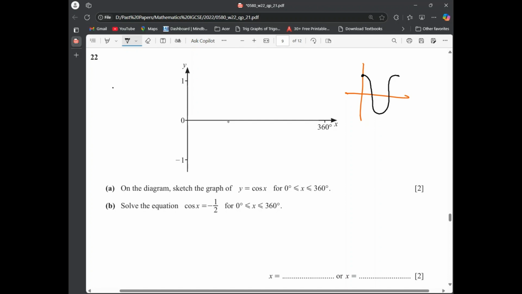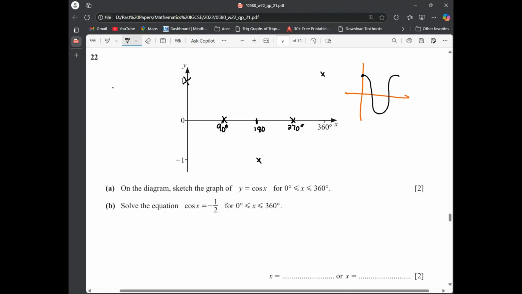So I'm just going to show my roots. Halfway there, that's 180. So divide the graph into 4 parts, or 4 quadrants. That's going to be 90. That's 270 degrees. So the cosine of 0 is 1. The cosine of 90 is 0. Cosine of 180 is negative 1. Cosine 270 is back to 0. And cosine of 360 is 1.